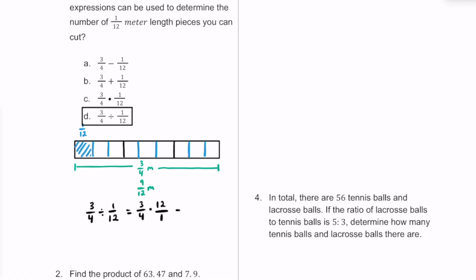Then we can go ahead and either just multiply, cross, and simplify, or we can go ahead and cross cancel. The 4 and 12 have a common factor of 4, so we can make this a 1 and a 3. And so when we write this, it's going to be 9/1, which is just equal to 9. And so from that 3/4 meters fabric, if we are going to cut a bunch of little pieces that are 1/12 of a meter each, we could cut 9 of those pieces of fabric.